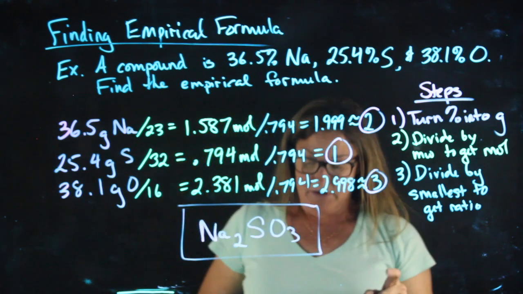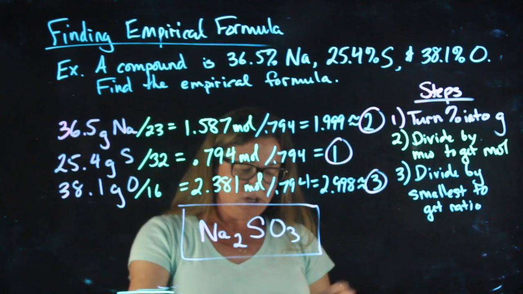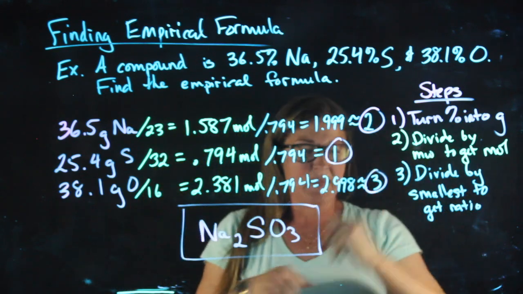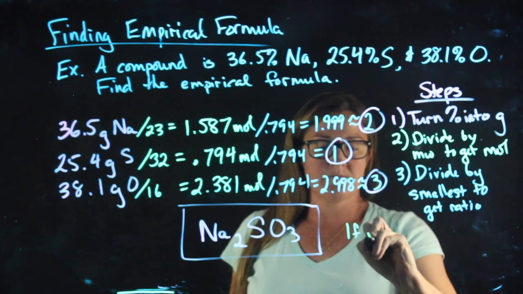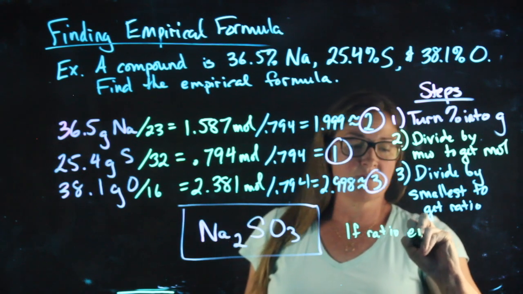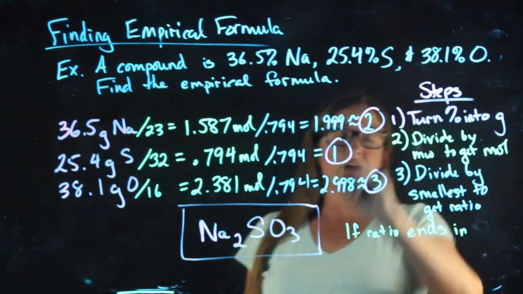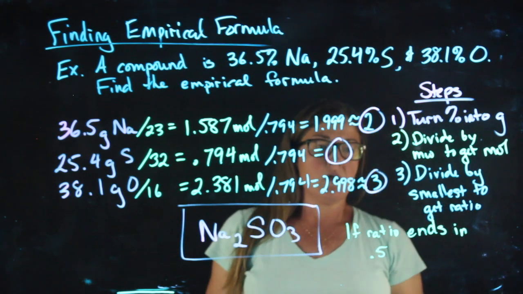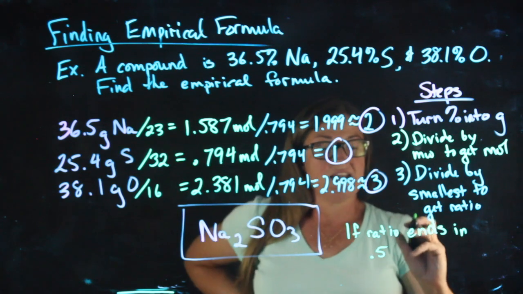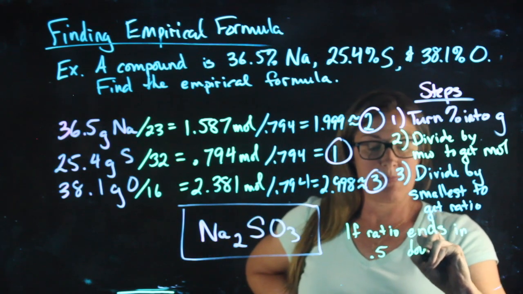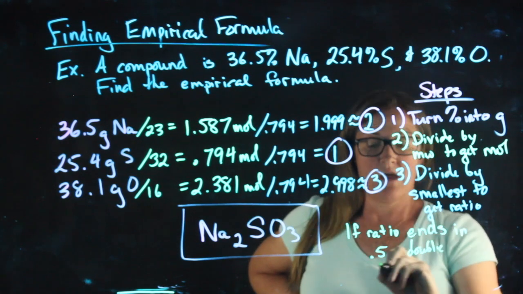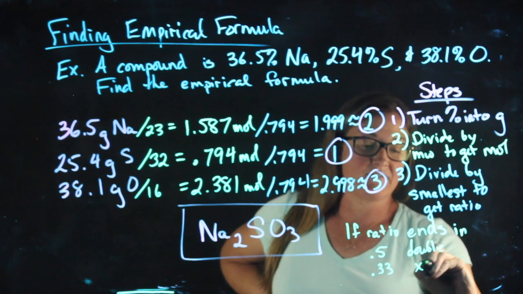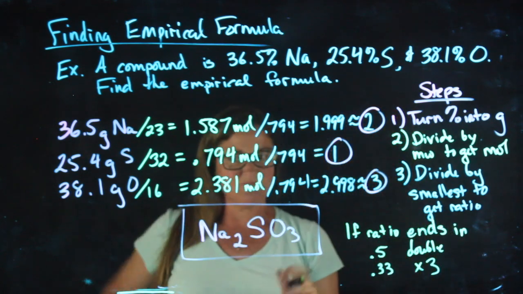Sometimes there's a 4th step, and the occasions when you have the 4th step occur when you don't get whole numbers here. If you get something that, rather than ending in a whole number, ends in something like 0.5, what you're going to need to do is double everything. If you get something that ends in 0.33, you're going to multiply everything by 3 to get a whole number.